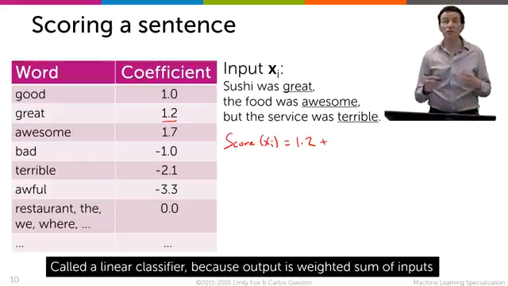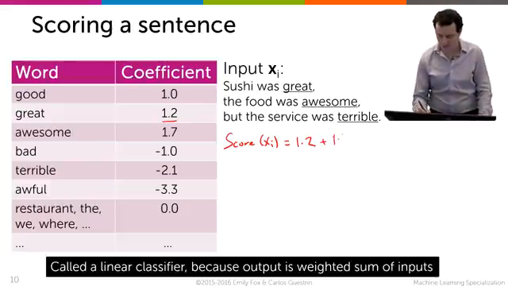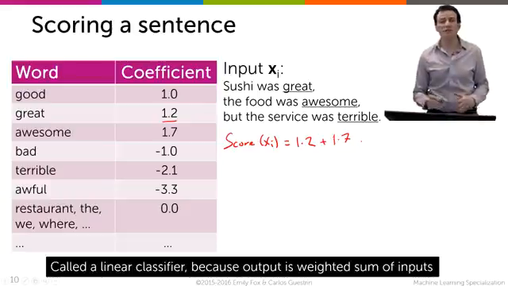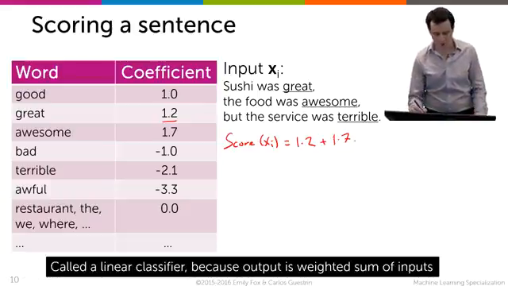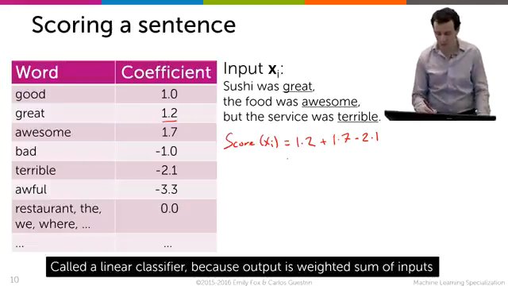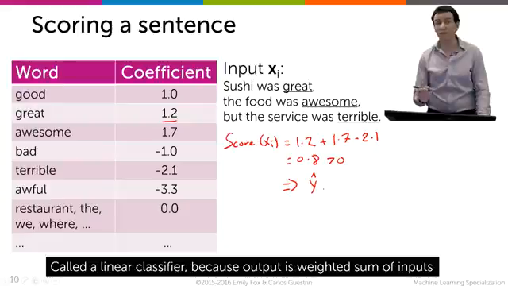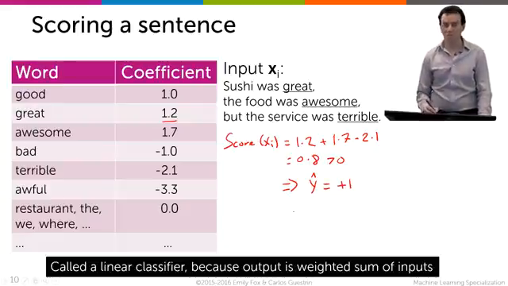And now it says, the food was awesome. So the coefficient of that is 1.7. And then it says, but the service was terrible. Oh my God, the service was terrible. So you subtract 2.1. And now we ask, what is the total score for this sentence? So some things are positive, some things are negative. The total score is 0.8, which is greater than 0. And that implies that we're going to predict that y hat, the sentiment of the sentence, is +1. So it's a positive review.